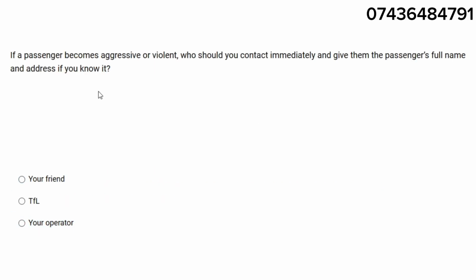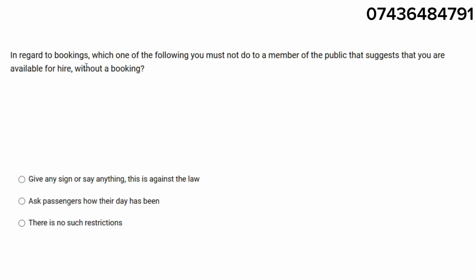If a passenger becomes aggressive or violent, who should you contact immediately and give them the passenger's full name and address if you know it? The answer is your operator, so you must know that. The next question is, in regard to bookings, which one of the following must you not do to a member of the public that suggests that you are available for hire without a booking? The answer is, give any sign or say anything. This is against the law, so it's important to know.